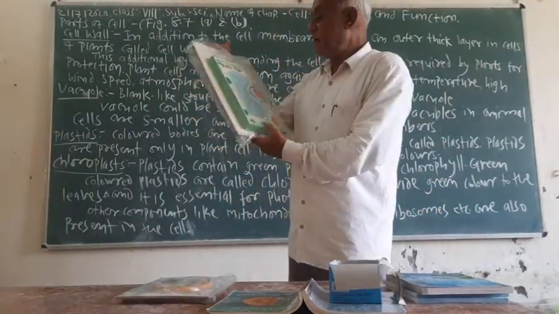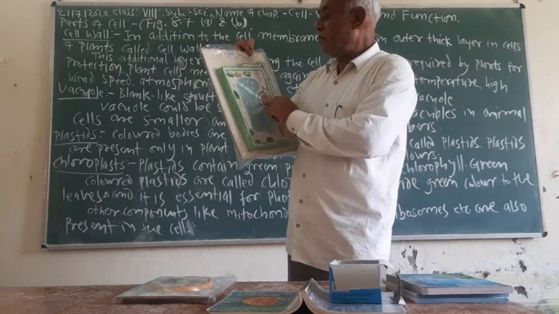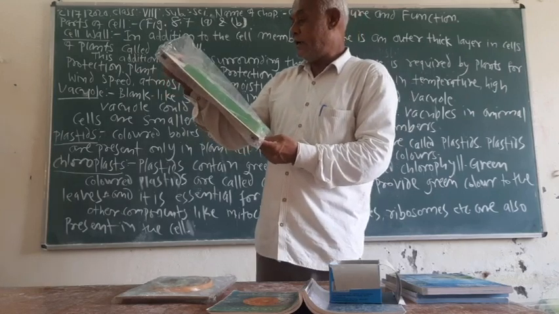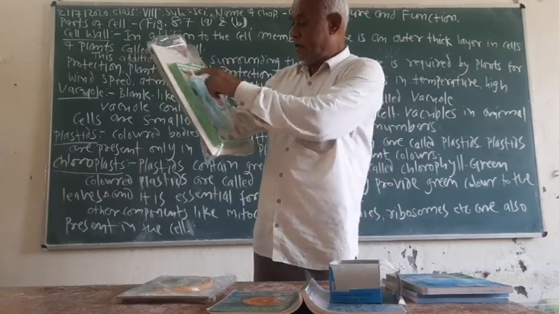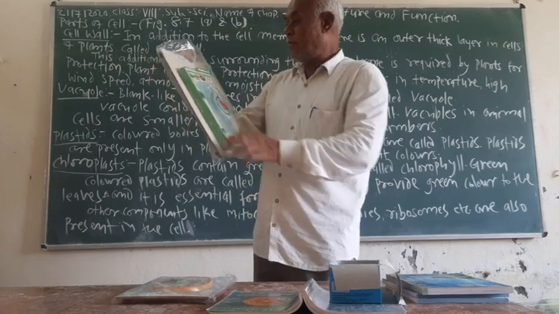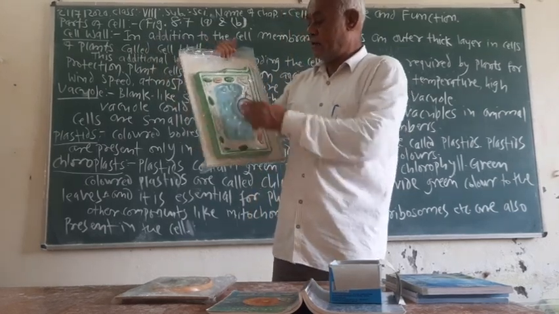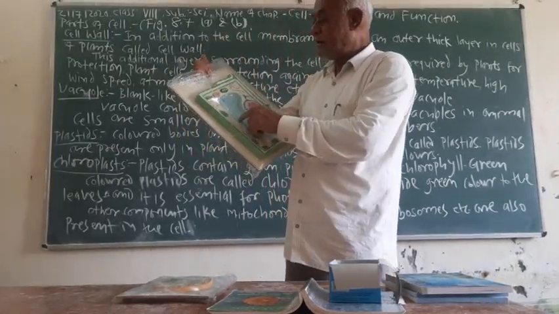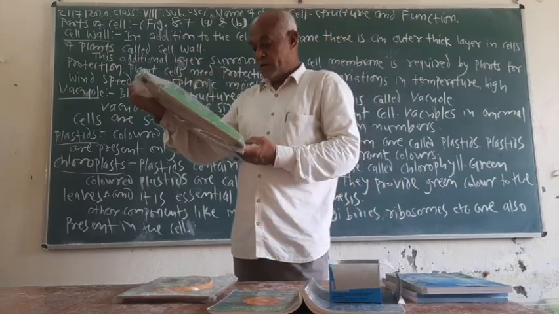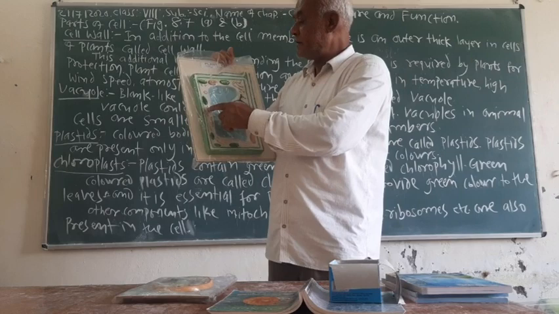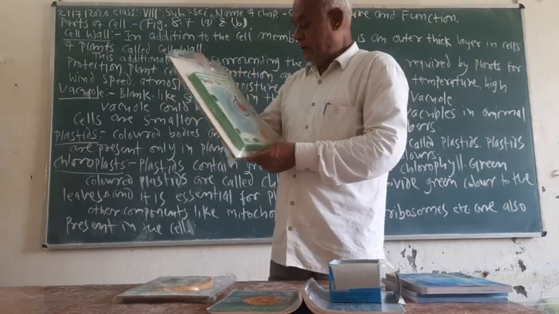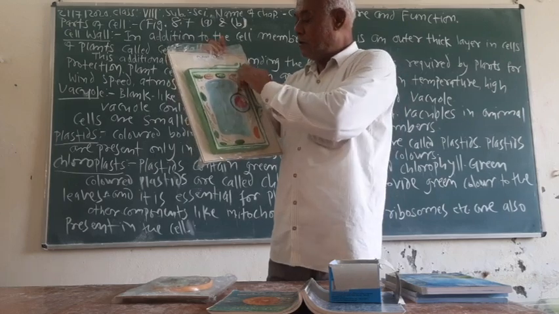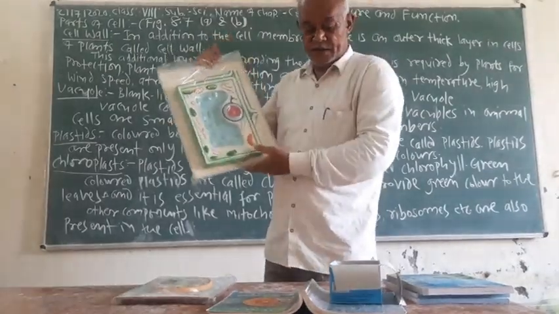Now we see the plant cell. This is the nucleus. The cytoplasm is indicated as number two, so in this area the cytoplasm is present. The vacuole, the big, large size vacuole, is indicated by number 3. Fourth is plastids. And the fifth one, the outer thick covering, is called the cell wall.